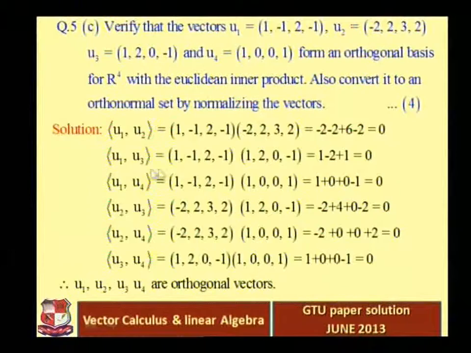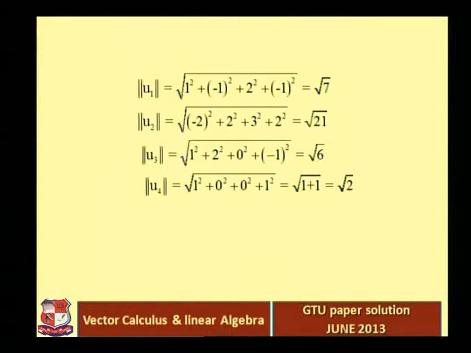Now we also have to convert them to orthonormal vectors. So for that we have to divide each vector by its norm. So here first norm u1, where u1 is (1, -1, 2, -1). So norm u1 is equal to under root 1 square plus -1 square plus 2 square plus -1 square, that is equal to under root 7.